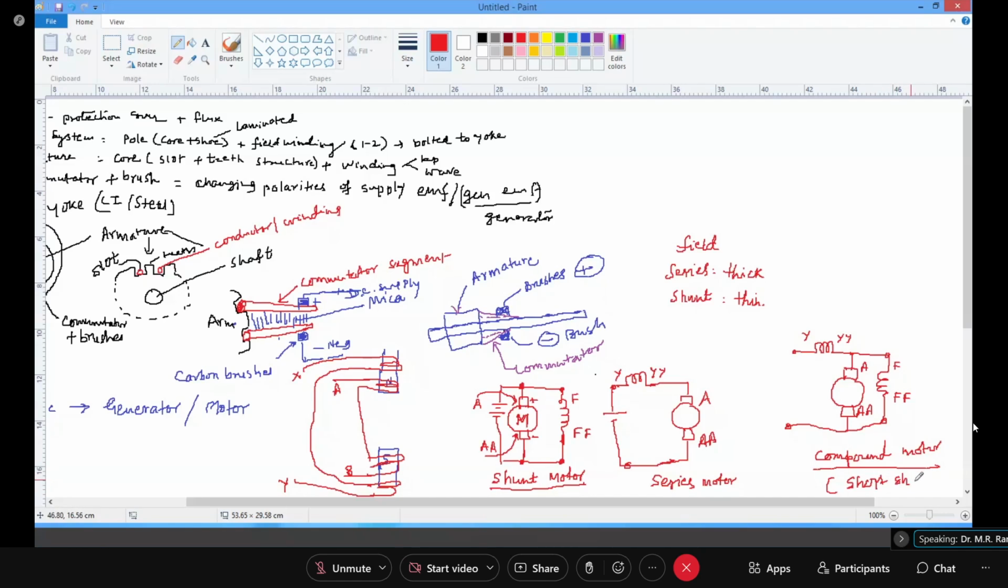Don't worry, because you are not studying the machines in detail. I hope you have understood what a series motor, a shunt motor, and a compound motor are. These are the three types of DC motor, out of which only series and shunt will be studied. Clear?